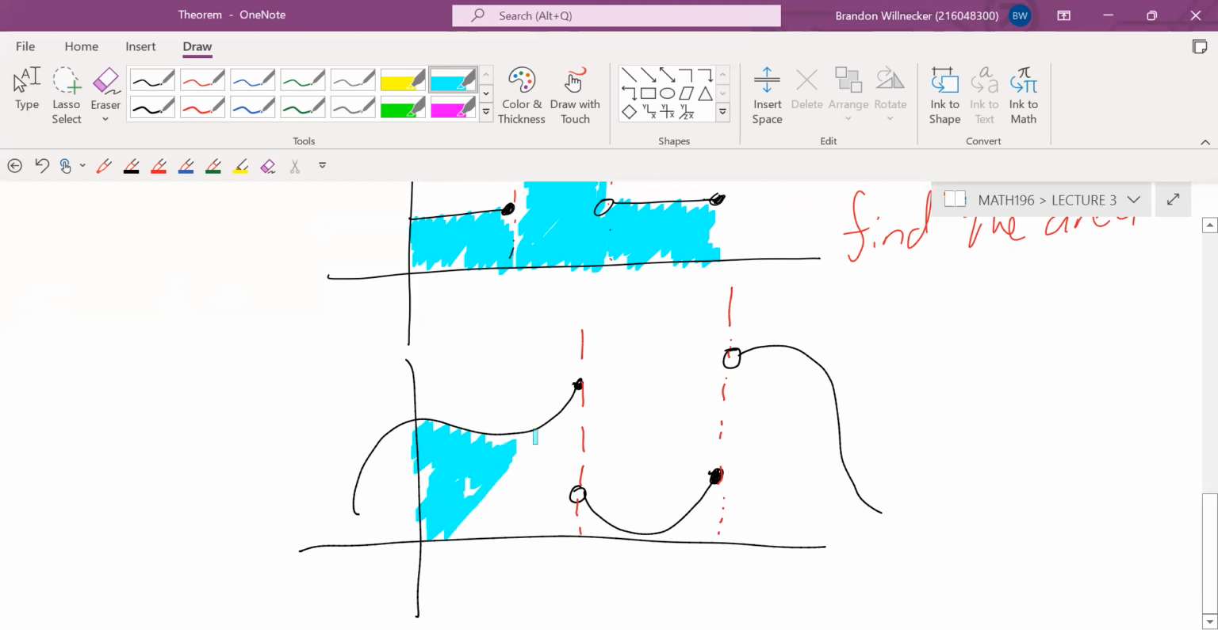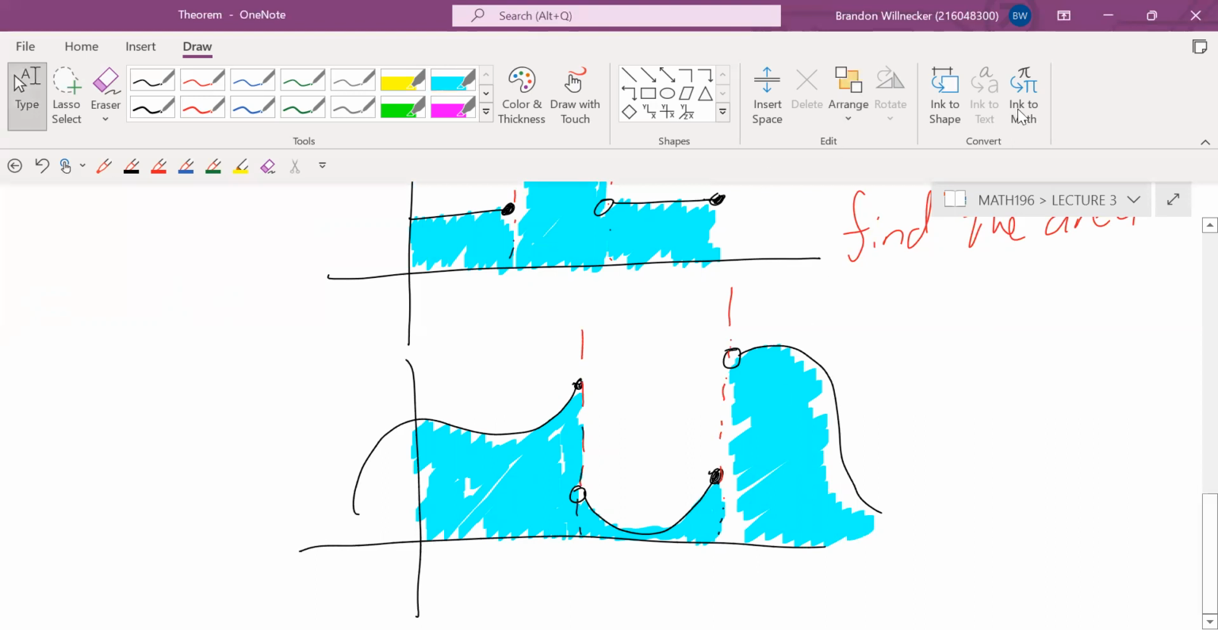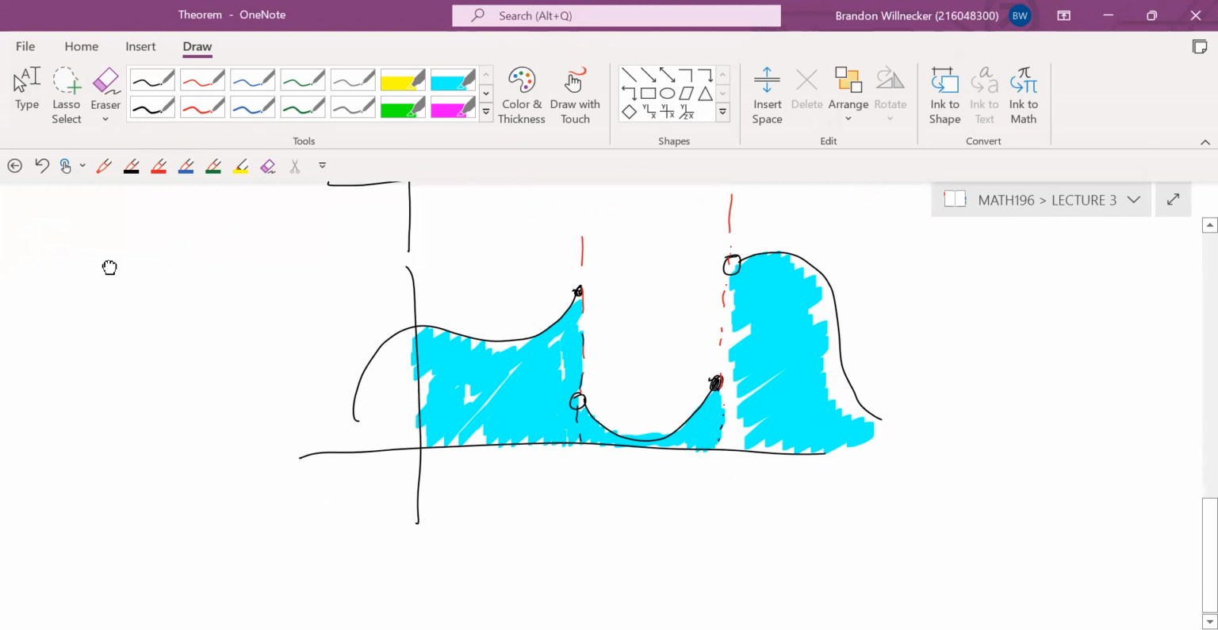Over here, we can find this area. We can find this area here, and we can find this area here. Okay, so there's no issue with that. So if there's a finite number of jump discontinuities, then there is no problem. We can still find the area. And so the function is Riemann integrable.